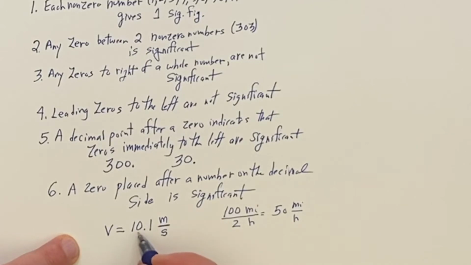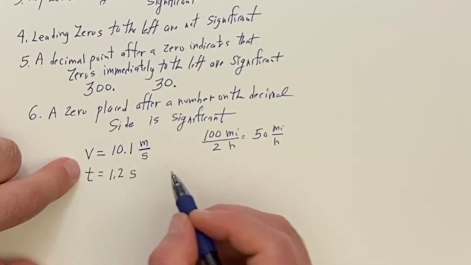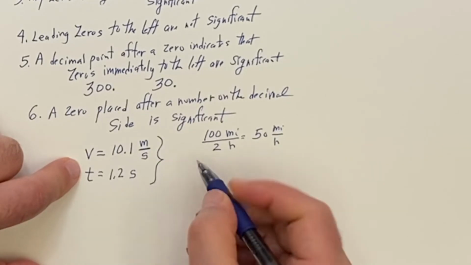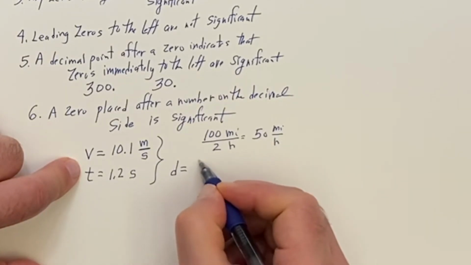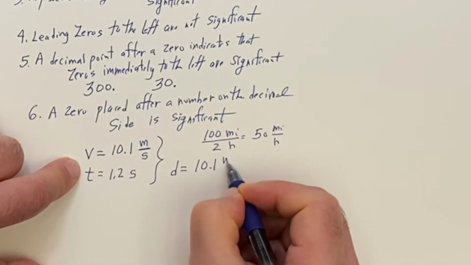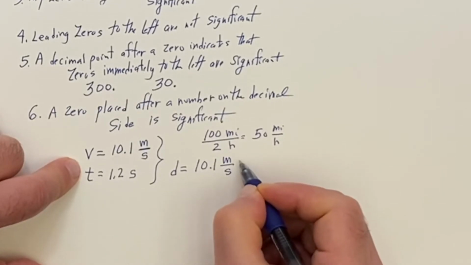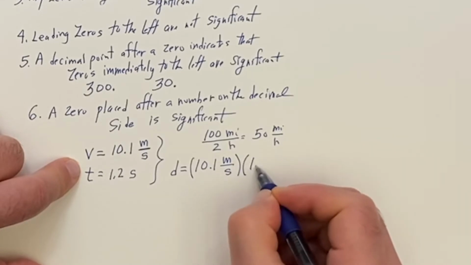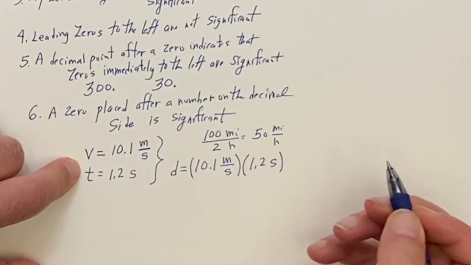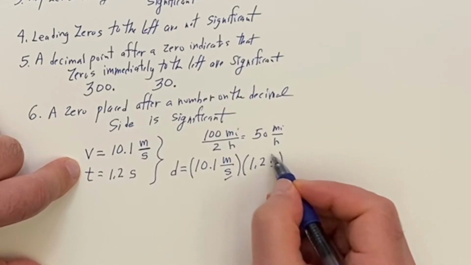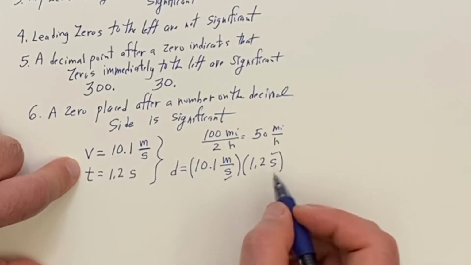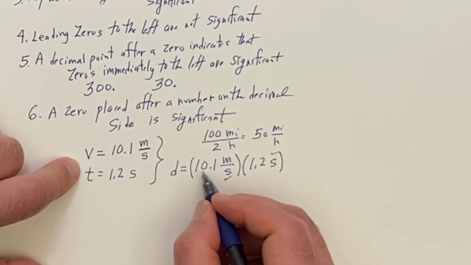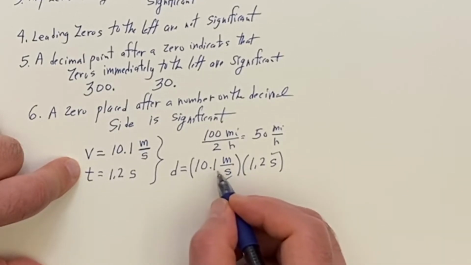So you have the 10.1 meters per second, and say we have the time is 1.2 seconds. Okay, so now if you wanted to look at this and see how far you go, the distance you would go, if you're going 10.1 meters per second, but you're gonna go for 1.2 seconds, and notice here how those seconds cancel, and you're gonna be left with meters. You have 1.2 times 10.1.